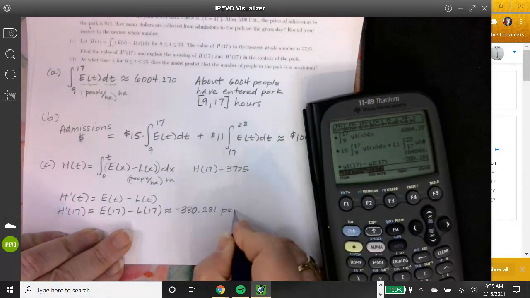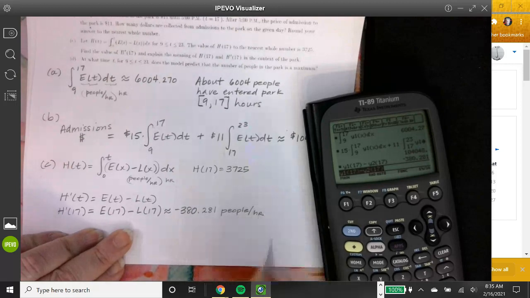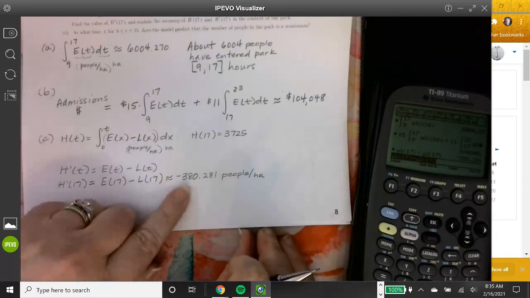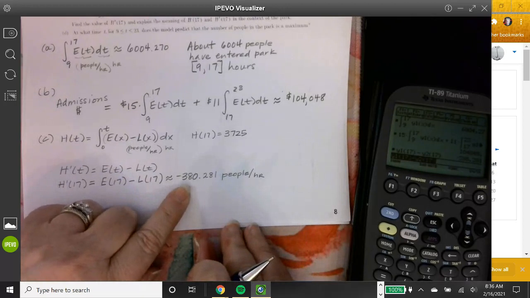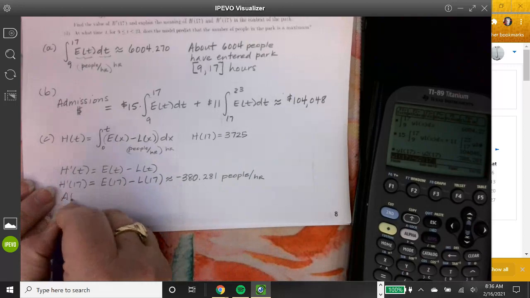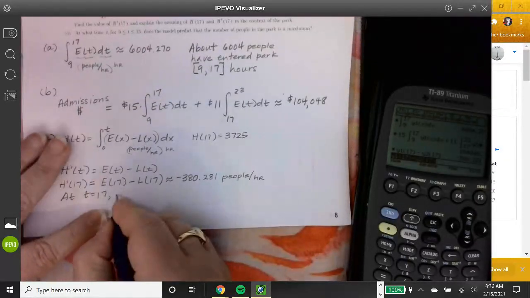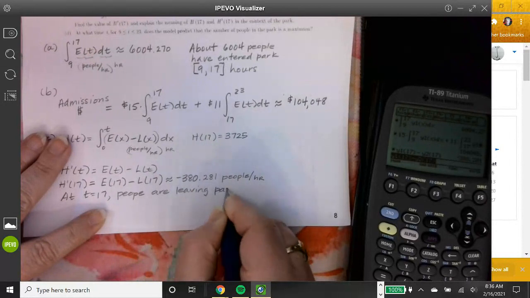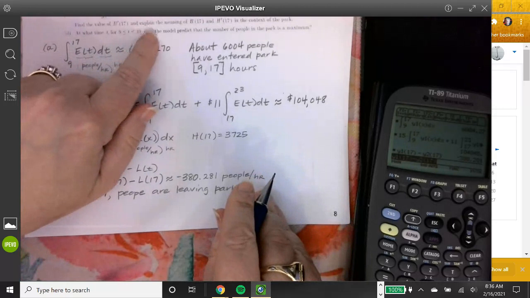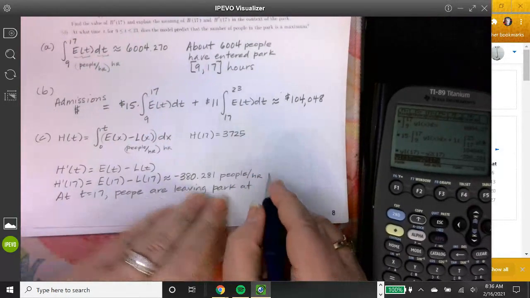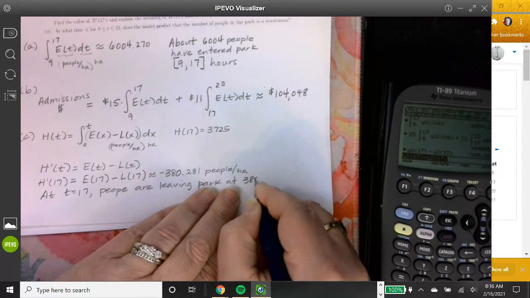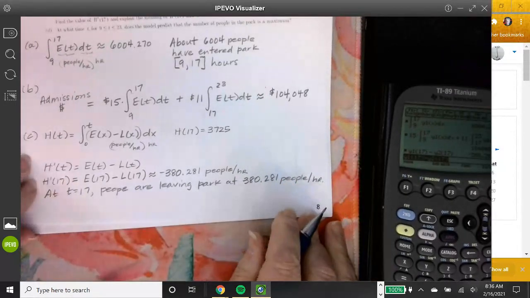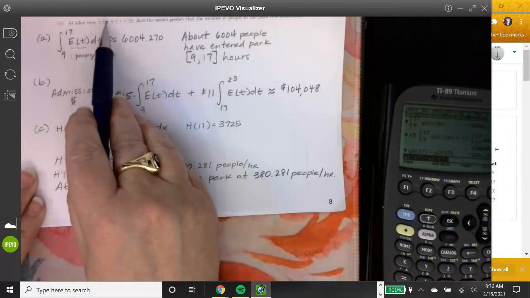And then remember, this is people per hour. So what does this mean? This means that the park is losing people at a rate of 380 people per hour. So at t equals 17, people are leaving the park at 380.281 people per hour. Now this doesn't say round to the nearest whole person here.